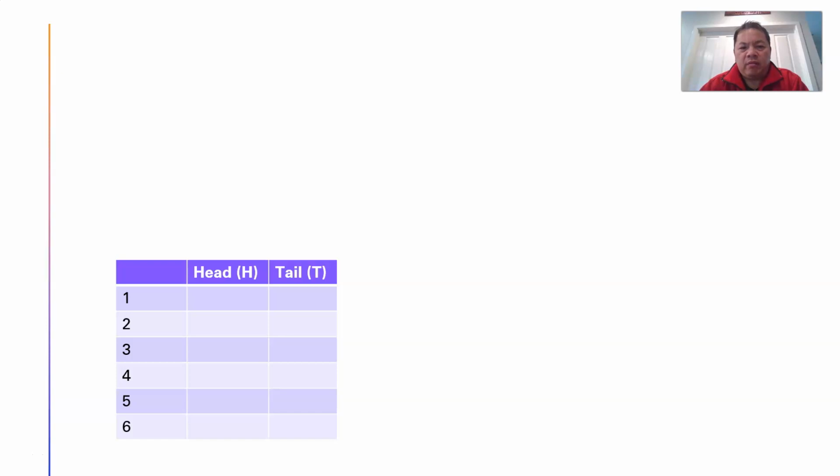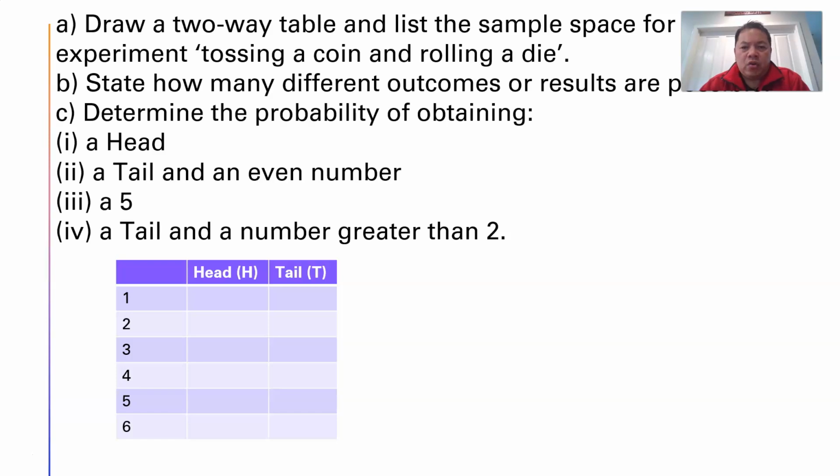Basically, a two-way table requires us to fill in information of an experiment that could take place, for example, flipping a coin and throwing a six-sided die. So by drawing a two-way table, you can have a 6x2 or 2x6 kind of table. I've given you one example on the screen right now.